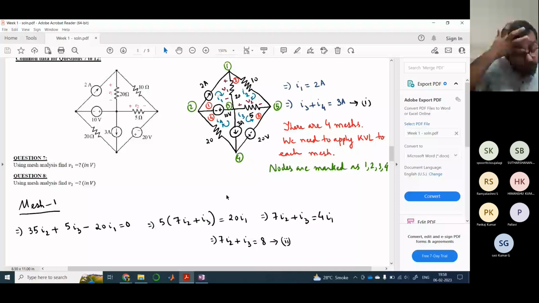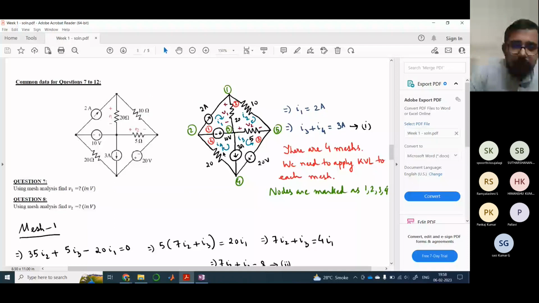Okay, yes. See, this is not node, this is mesh. This is mesh 4 and this is mesh 3, right? These two meshes are being separated by this 3 ampere current source, which is pointed from node 3 to 4.